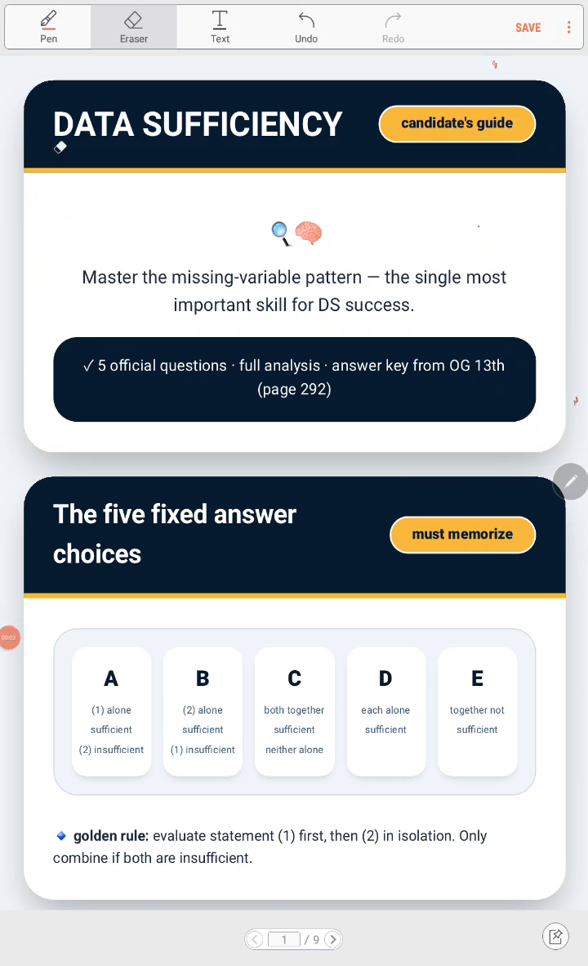Getting started with data sufficiency. There are two main parts to a data sufficiency question. First is the question. There is a question to answer. So this is the first part, and the second is the statements.